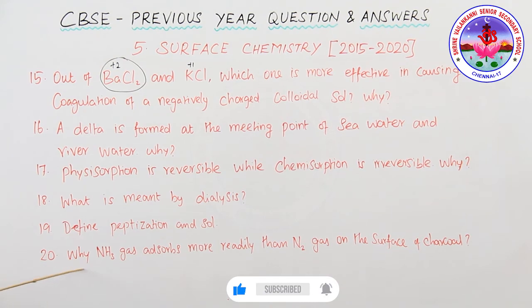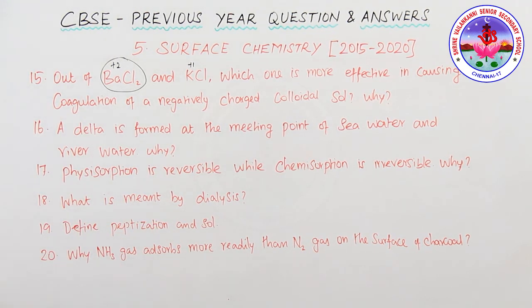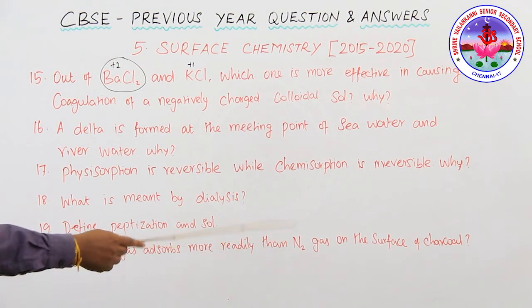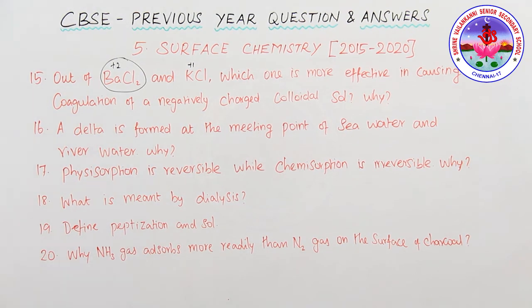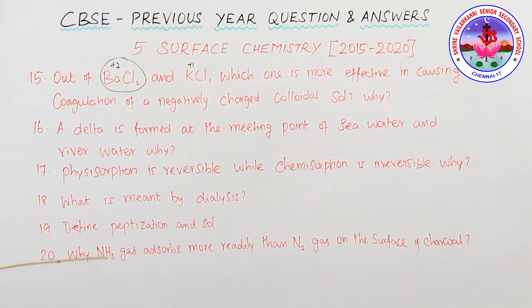Then, why does ammonia gas adsorb more readily than nitrogen gas on the surface of charcoal? Here, ammonia has more van der Waals forces of attraction than nitrogen. NH3 is polar and can form hydrogen bonds also. Therefore, it can get adsorbed to a greater extent than nitrogen. So, this is the answer.